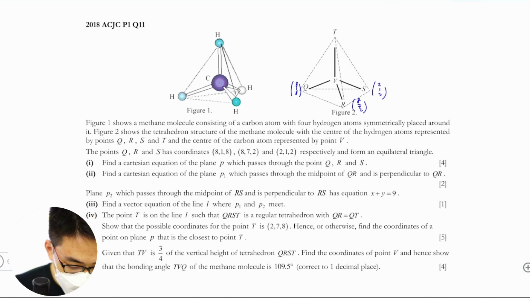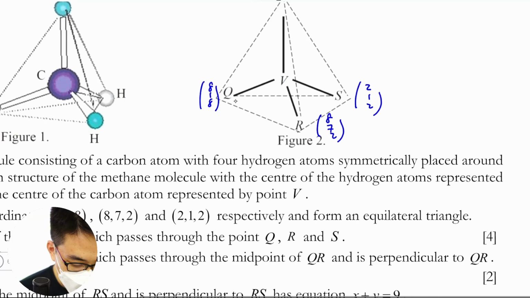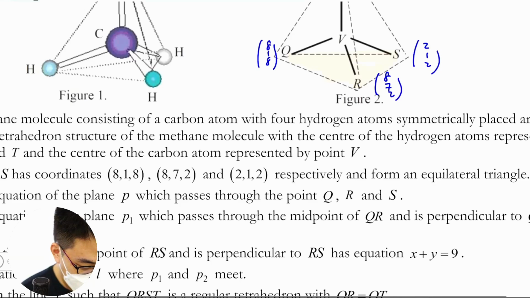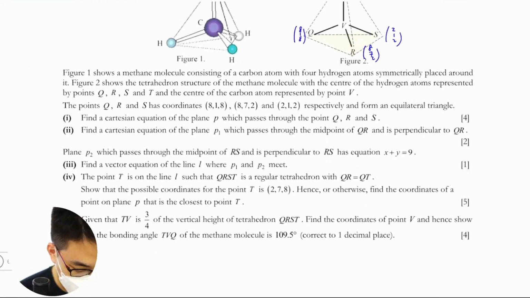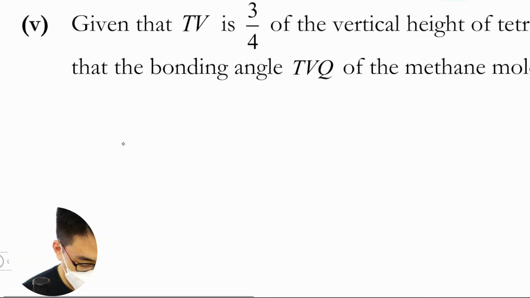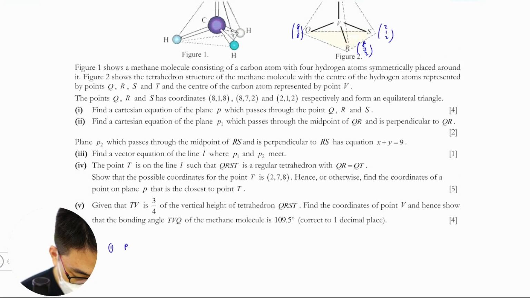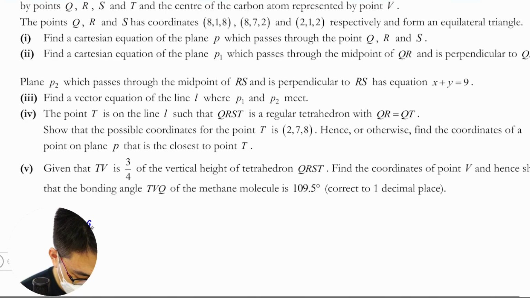There's 4 marks, meaning we actually want to find this base here, the base area there. So the Cartesian equation, I think it's not that difficult. Q is (8, 1, 8), R is (8, 7, 2), S is (2, 1, 2). Oh, this is quite easy.